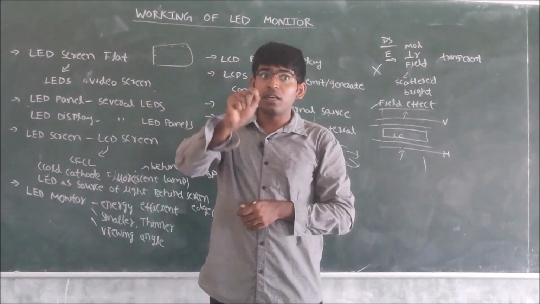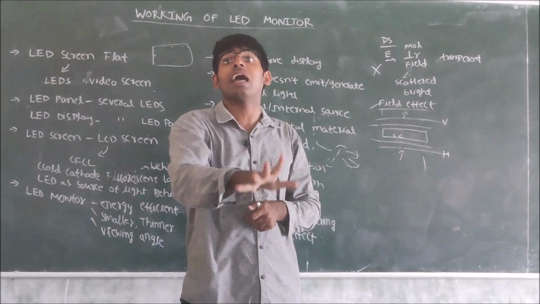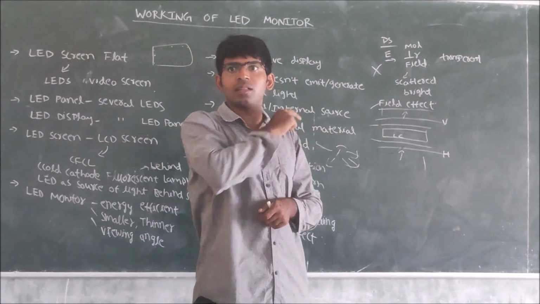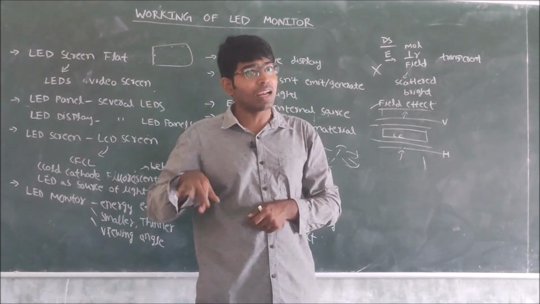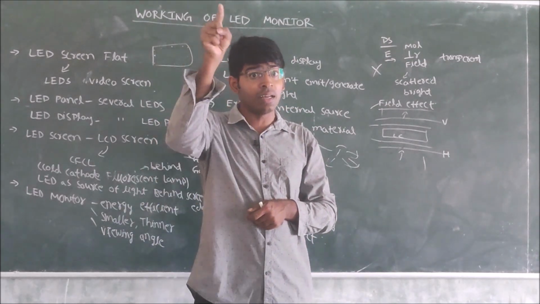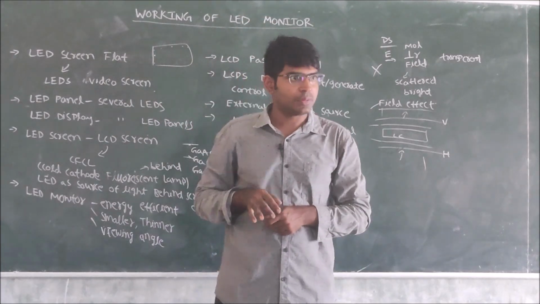Or if we talk in depth, the LCD can control the light. LCD is controlling the light. LCD is a passive display. It does not generate the light. It does not emit the light, but it can control the light.